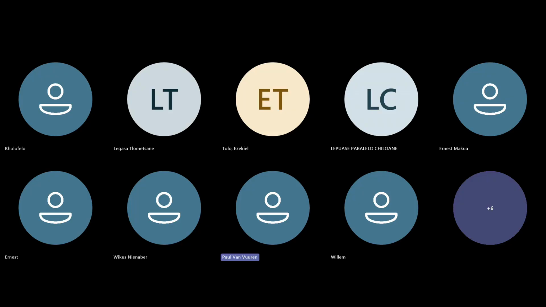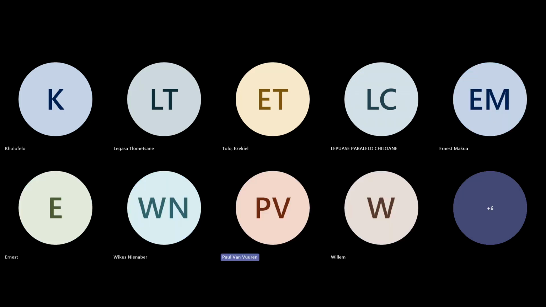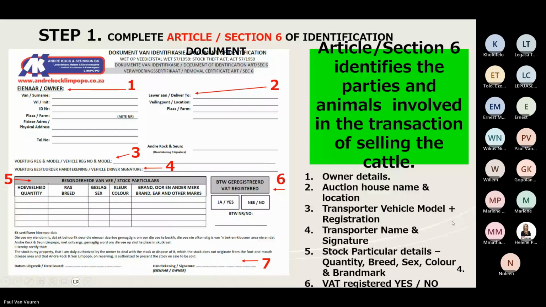I'm first going to speak about Article 6 of the Animal Stock Theft Act. It identifies the parties and the animals involved in the transaction of selling the cattle.